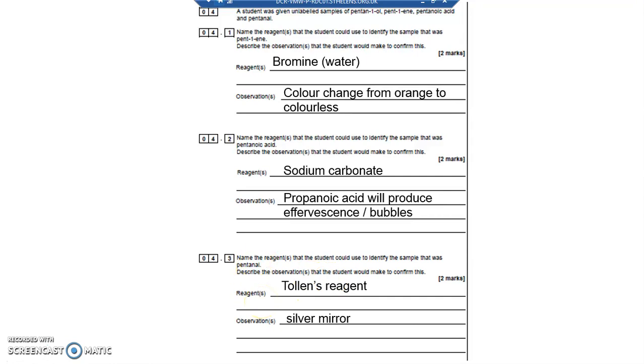So at AS Tollens reagent will get you the mark. Warm Tollens reagent is needed. The word warm, the condition, is needed at A2, and gives a silver mirror. As I say, Fehling's solution giving a brick red precipitate would also suffice.